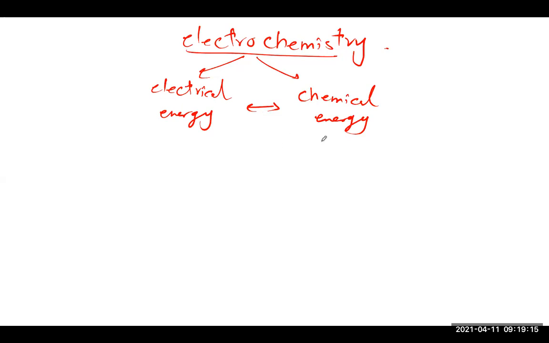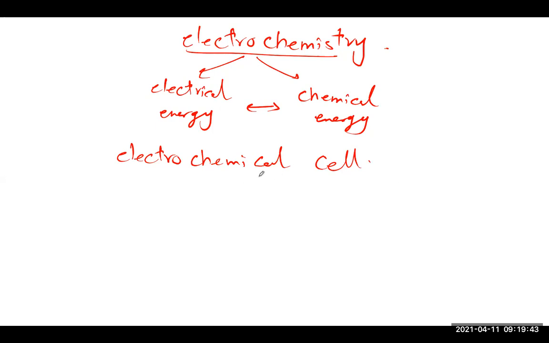Okay, so how do we convert between electrical and chemical energy? We will use something called an electrochemical cell. So what is an electrochemical cell? It's the instrument that is used to convert between electrical and chemical energy. So we can convert electrical energy into a chemical reaction or convert a chemical reaction into electrical energy.